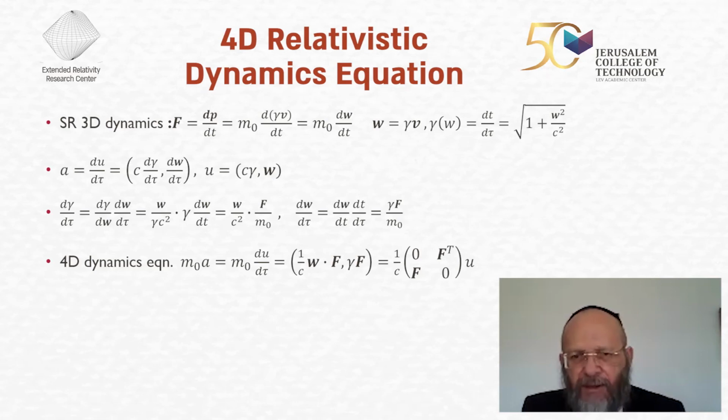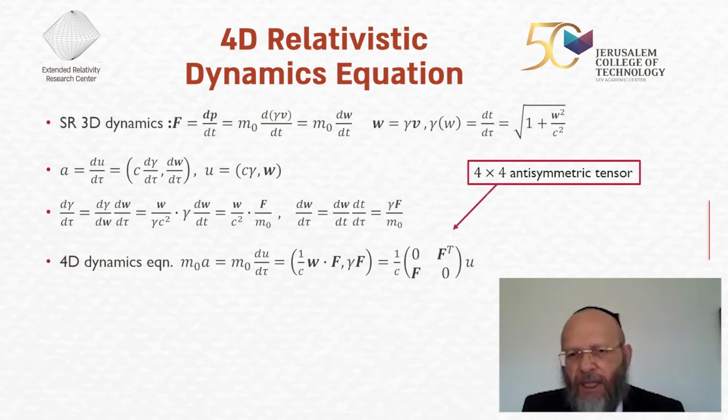This can be written in the form, if you write this U gamma, C gamma and W, and you write F as a row and a column, it will be exactly the same expression. So this F will be multiplied by the W, and you get this expression, and 1 over C from outside, and this one will be multiplied by gamma, and 1 over C and C will cancel. So exactly the same formula as here. But this is a 4x4 antisymmetric tensor. And this is already the form that we use.